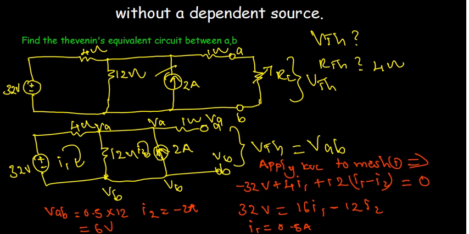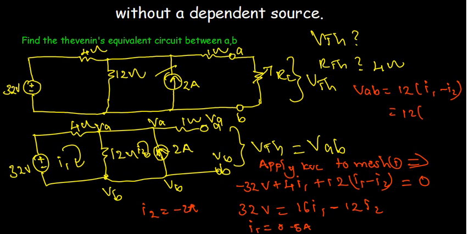VAB is equal to 0? No, this is not correct. So I can raise from here. Yes, so VAB is equal to 12 into I1 minus I2. So 12 into I1 is equal to 0.5 amps, minus I2 is equal to minus 2 amps, so plus 2 amps. So 12 into 2.5 is equal to 30 volts here. So VTH is equal to 30 volts here.